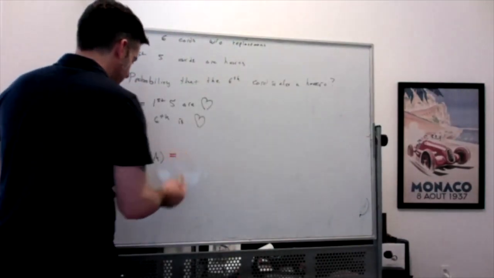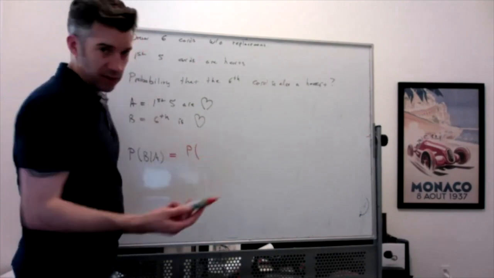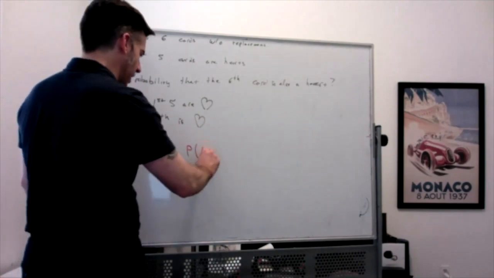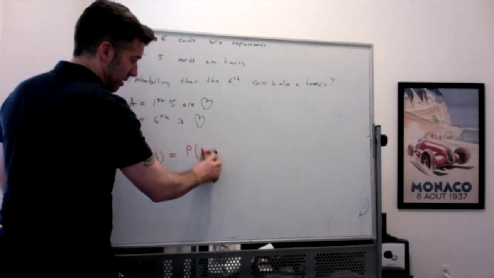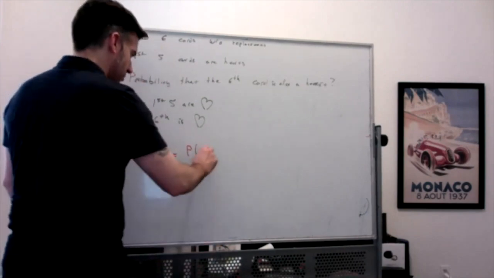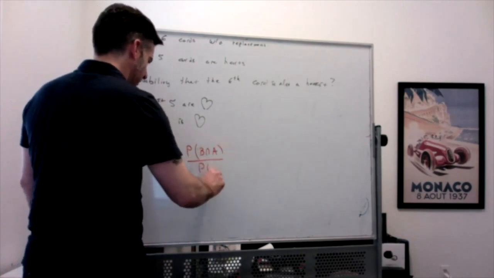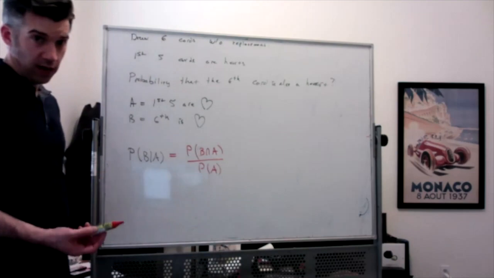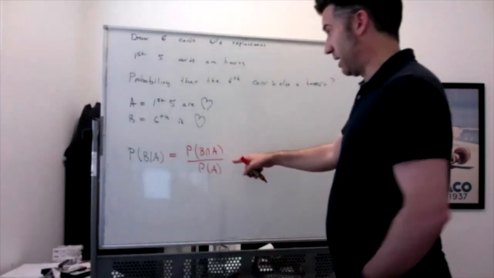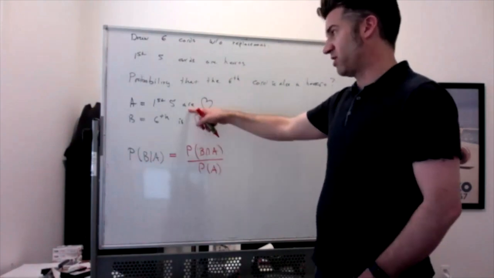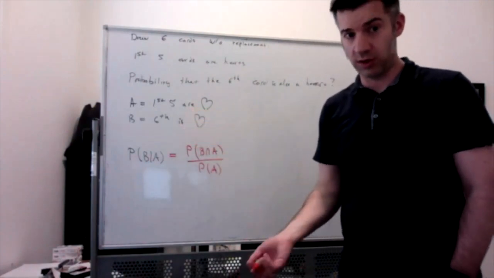Well, we know the conditional probability here. It's the probability of A and B, or B and A. It doesn't matter which way you write this: A intersect B, you can also write it as B intersect A. It's the same either way. Divided by the probability of A. So I want to know the probability of B and A. That's just the first 5 are hearts and the 6th card is a heart, so it's the probability that the first 6 cards are hearts.